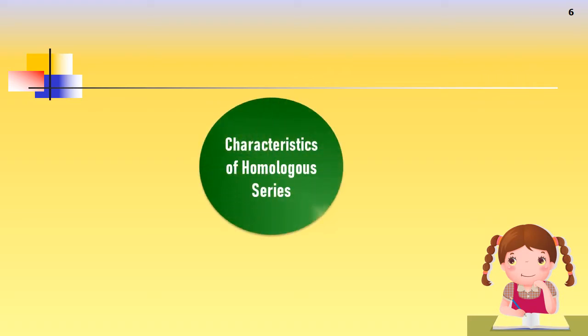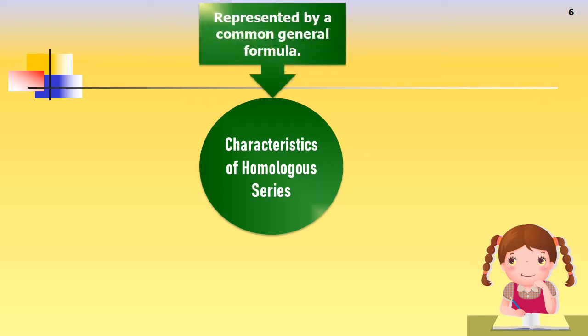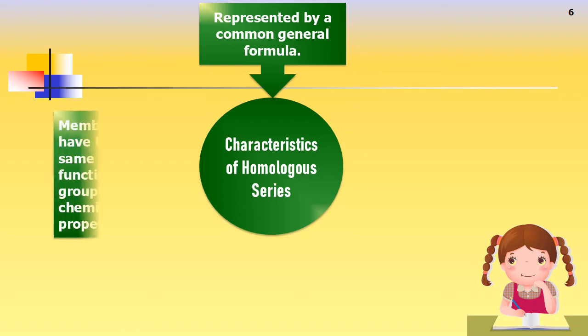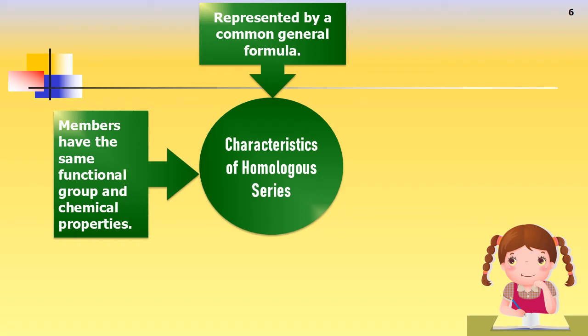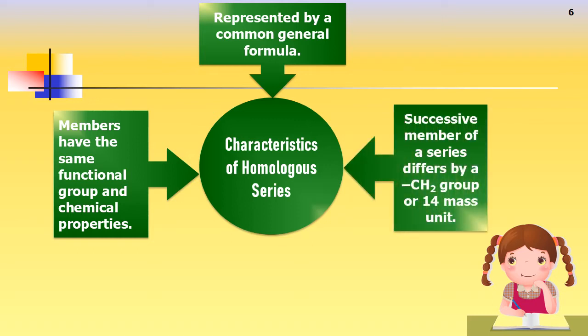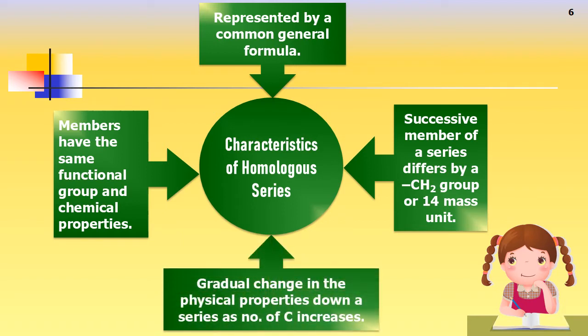The 4 characteristics of homologous series. First, homologous series is represented by a common general formula. The second, members of the same homologous series have the same functional group and chemical properties. The third, successive member of a series differs by a CH2 group of 14 mass unit. And the last, there's a gradual change in the physical properties down a series as the number of carbon increases.